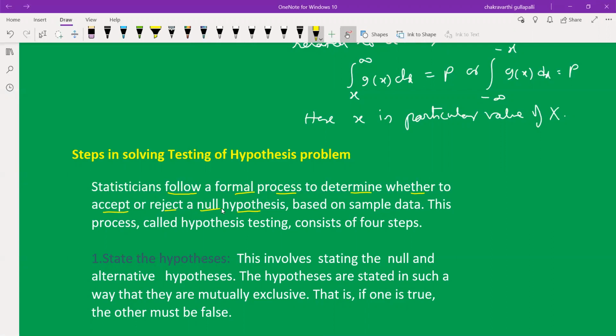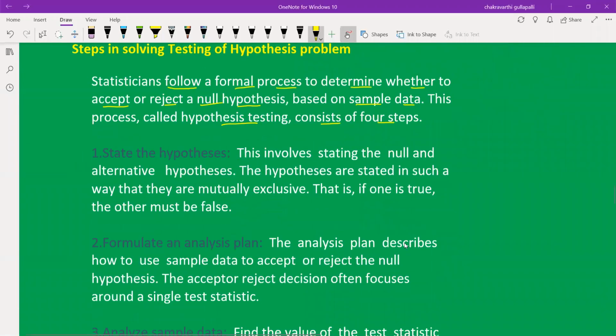Accept or reject the null hypothesis based on sample data. This process, called hypothesis testing, consists of 4 steps. First step, state the hypothesis. This involves stating the null and alternative hypothesis. Most of the null hypotheses are simple hypotheses in our studies.